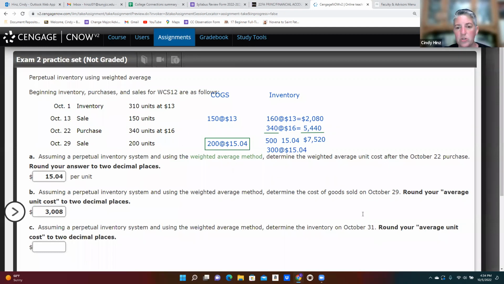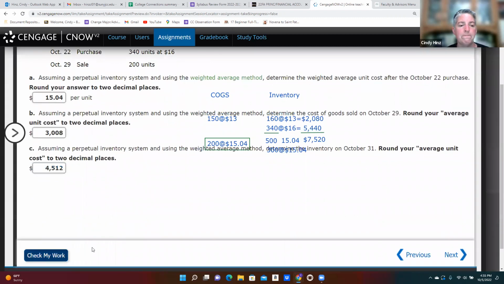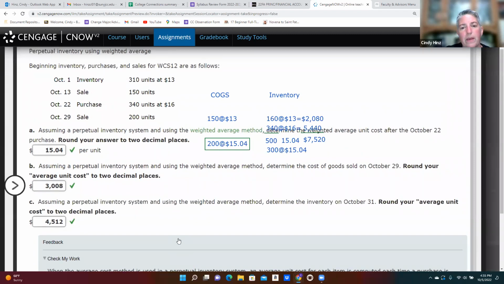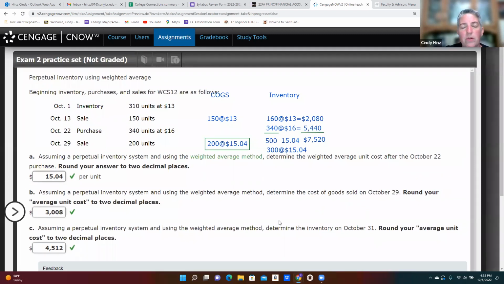And then determine the inventory on October 31st. We already know that's 300 units. That's right here, 300 units at $15.04 or $4,512. Okay. So we've now used all three methods, LIFO, FIFO, and average cost, on a perpetual inventory system.